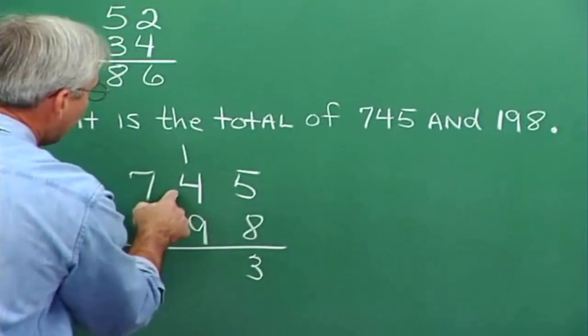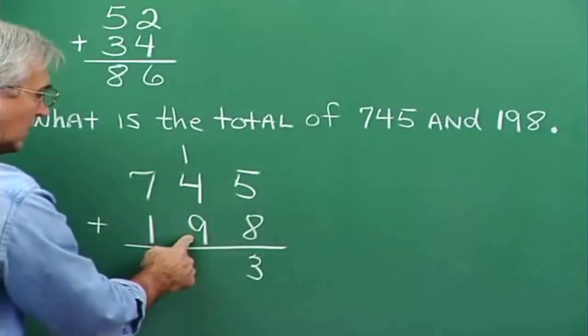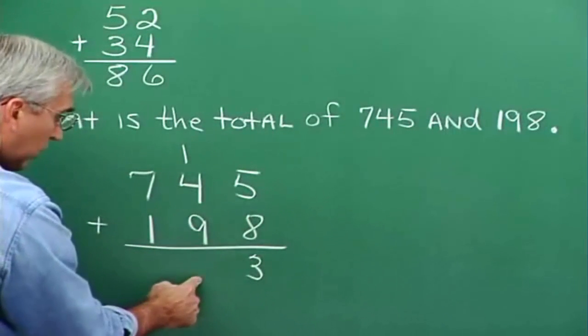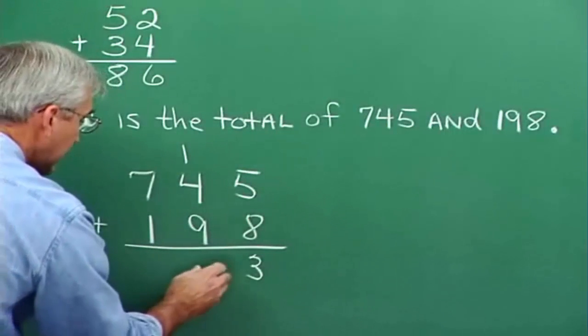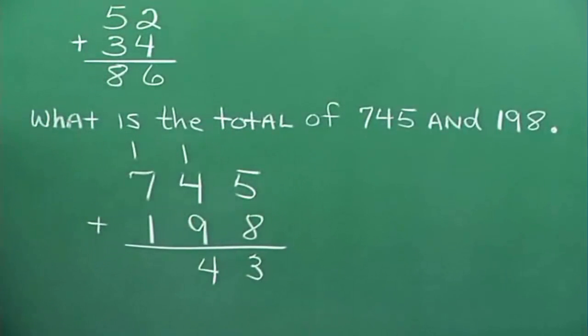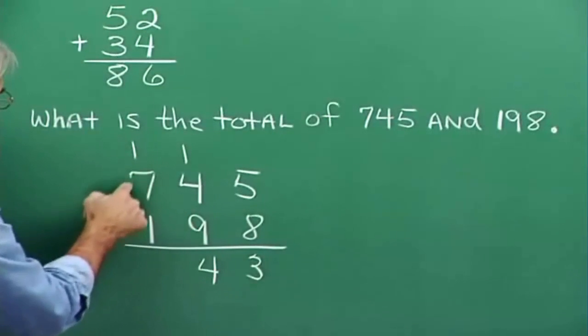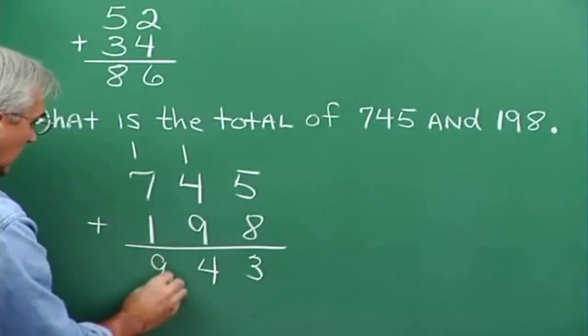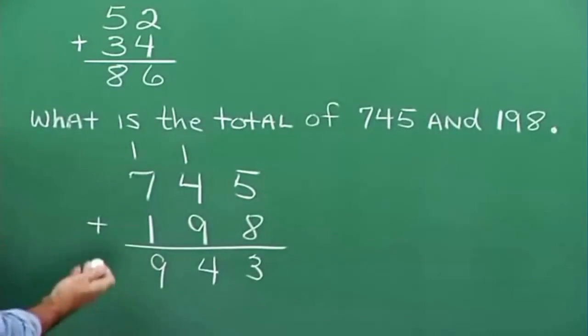Now we're adding 1 and 4 is 5, 5 and 9, 14. For the 14, rather than putting 14 here, we put the 4 here, and the 1 goes in the next column, you see. So we carry it over to the next column. 1 and 7, 8, and 1, 9. So 943 is our answer.